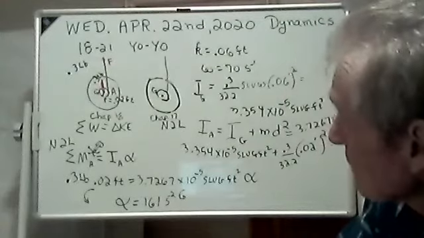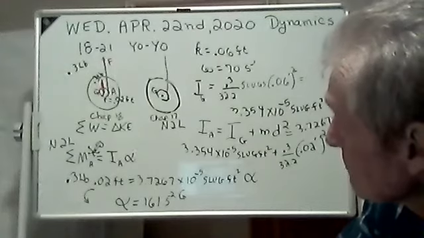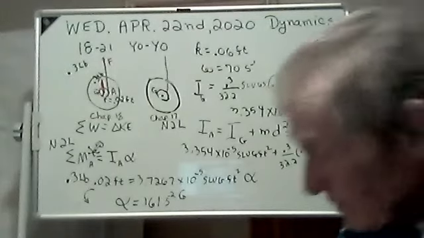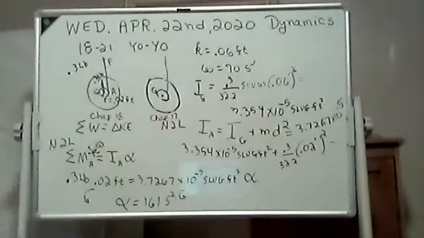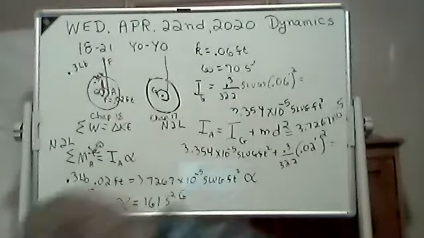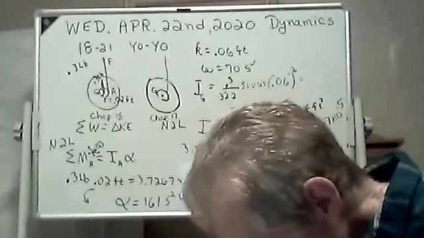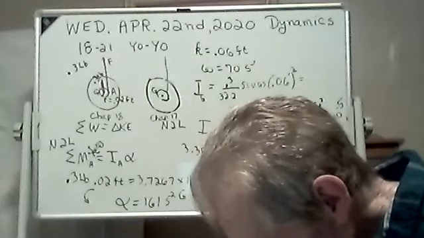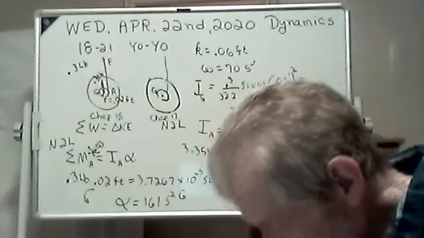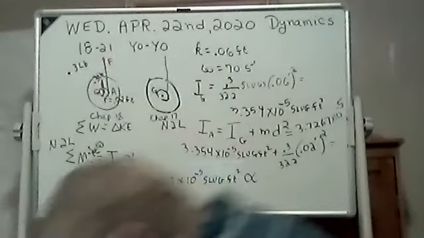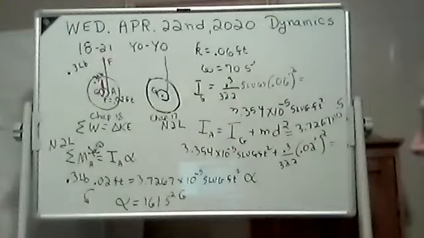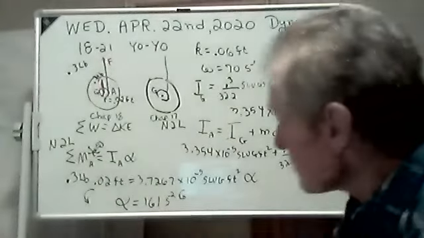But that's not what they wanted. They wanted to know how far down it goes. Let me read it again here. They wanted to know how far down it goes, I think. Determine how far it must descend in order to obtain an angular velocity of 70. Okay. Well, I need a little room here.